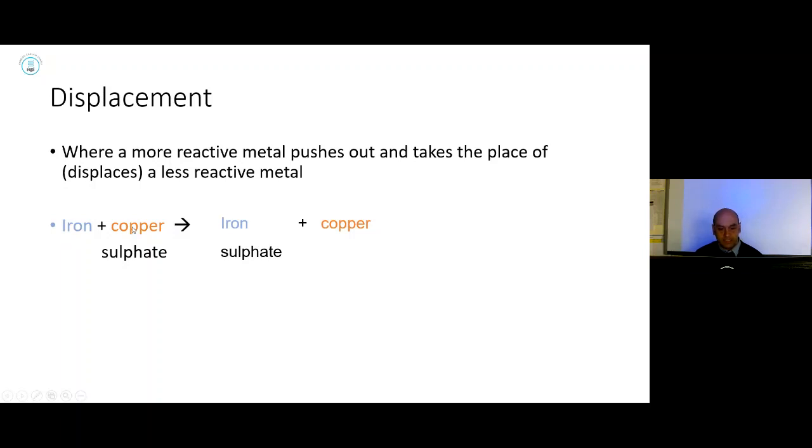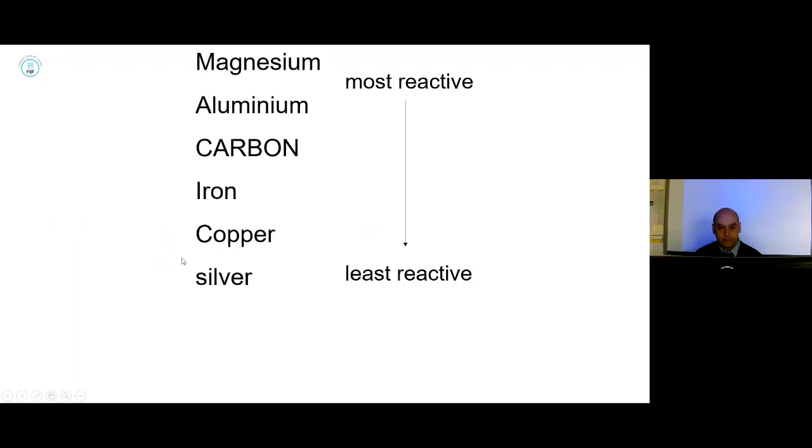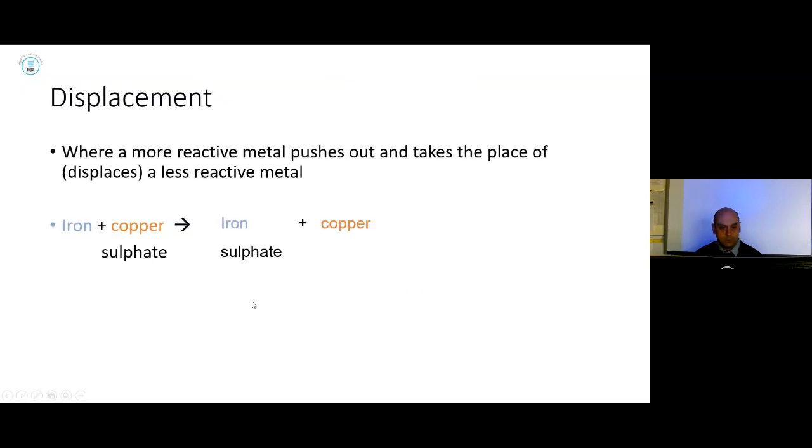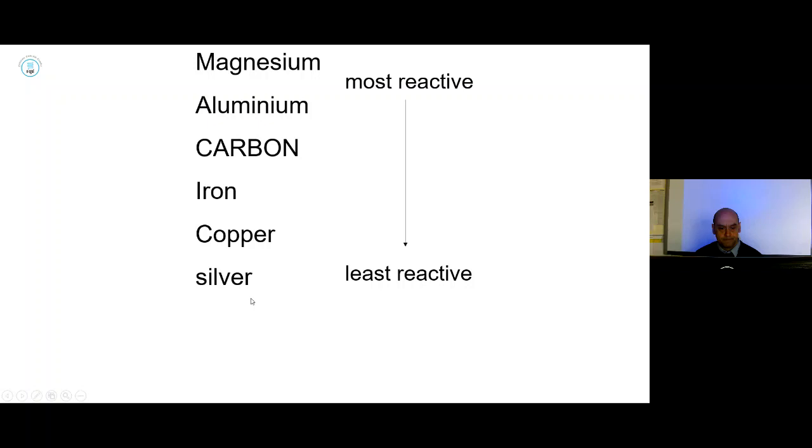Iron can only do this because if we go back to our reactivity series, iron is above copper. Okay, so you can see the iron here in the reactivity series. That's why it was able to displace the copper. Now you'll notice carbon is here for a very important reason. Let's look at this one then. Would we get a displacement reaction here, and what would be the products?